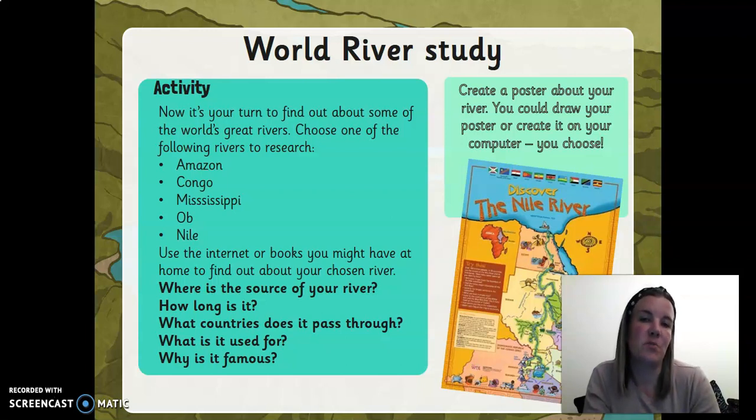Once you've created your poster, I'd love to see them. So please photograph them and send them to me on the email address so that I can share them with other people as well. Look out for them on next week's celebration assembly if you do. It might be that once you've created one poster, you might want to find out about another river. That'd be great. But I'd really like to start comparing the rivers that you find out about by sharing all of the ones that I've seen from all of the year group.